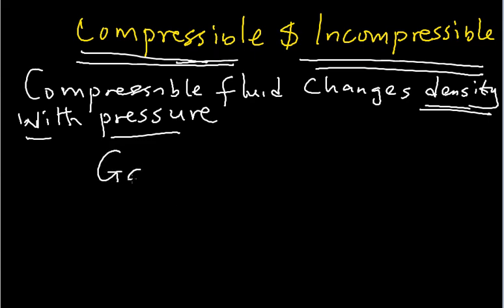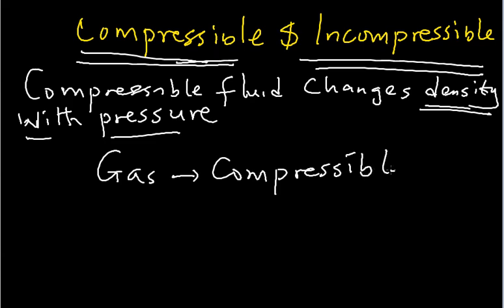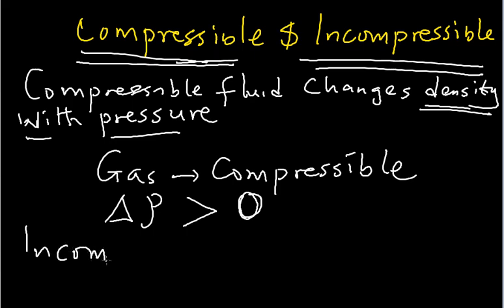So gases are compressible. That simply means that their change in density is not constant. Their change in density is always greater than zero. But liquids are incompressible. Liquids are incompressible.